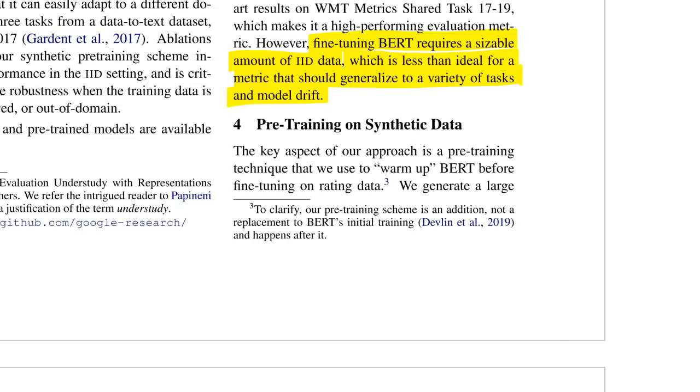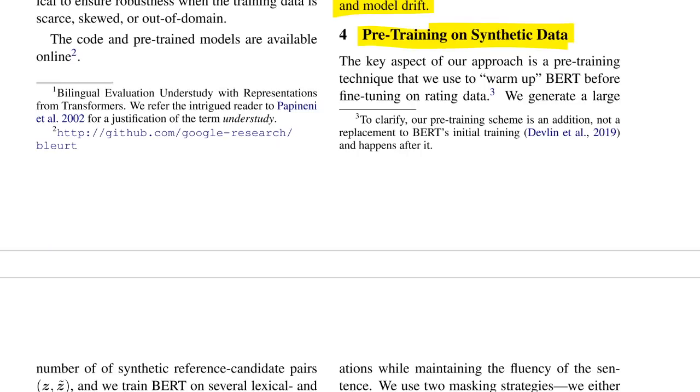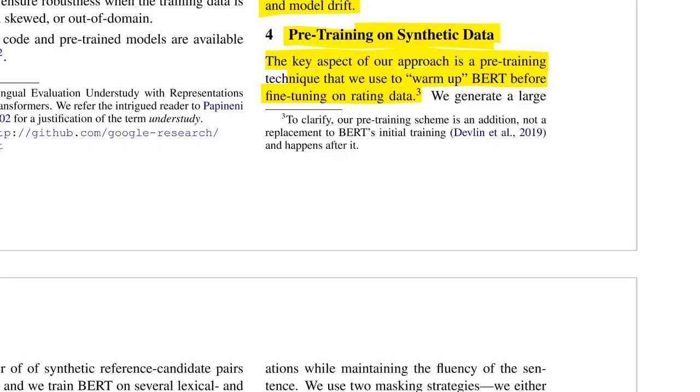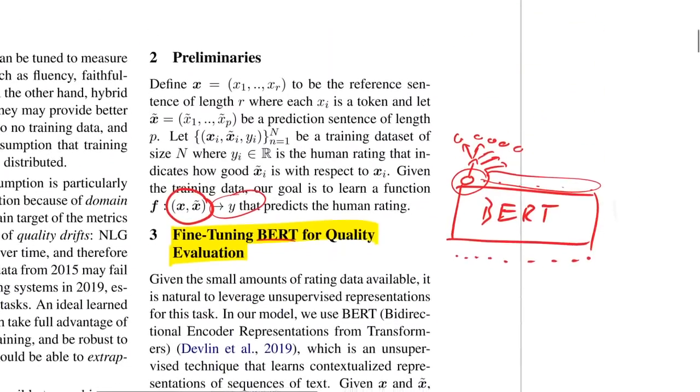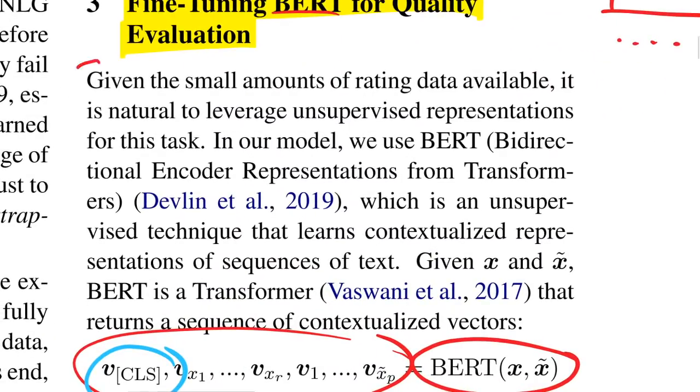The solution, they say, is you pre-train on synthetic data. So what does that mean? They say the key aspect of our approach is a pre-training technique that we use to warm up BERT before fine-tuning on the rating data. And you might know BERT training, where you do this masked language model pre-training. If you are given a piece of text, you would drop out a couple of words and ask BERT to reconstruct them, like a denoising autoencoder. And that way BERT learns about language in this particular way.